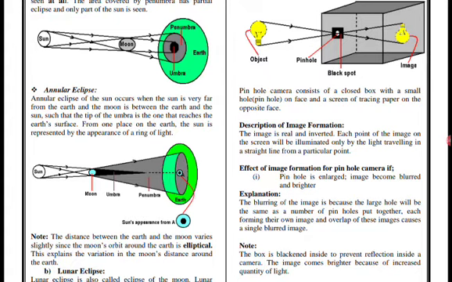Then when you're trying to draw the annular eclipse, you make sure that the moon is far away from the earth. Continue with the drawing.